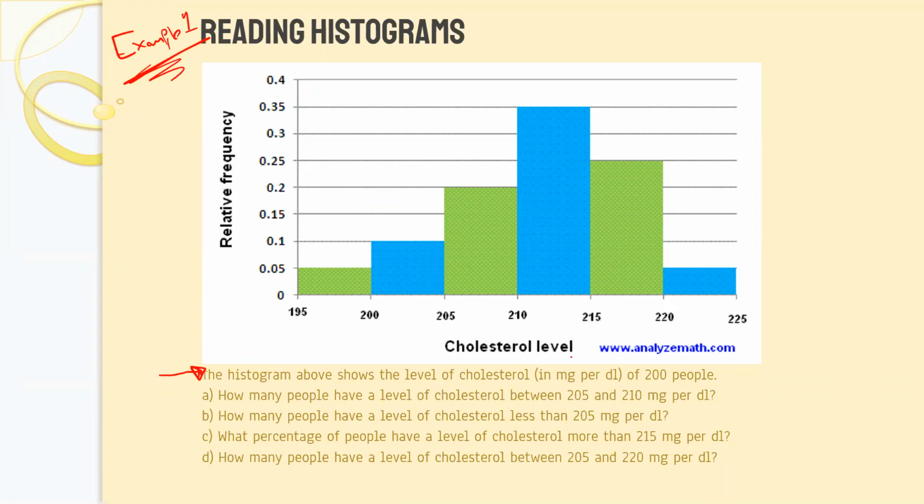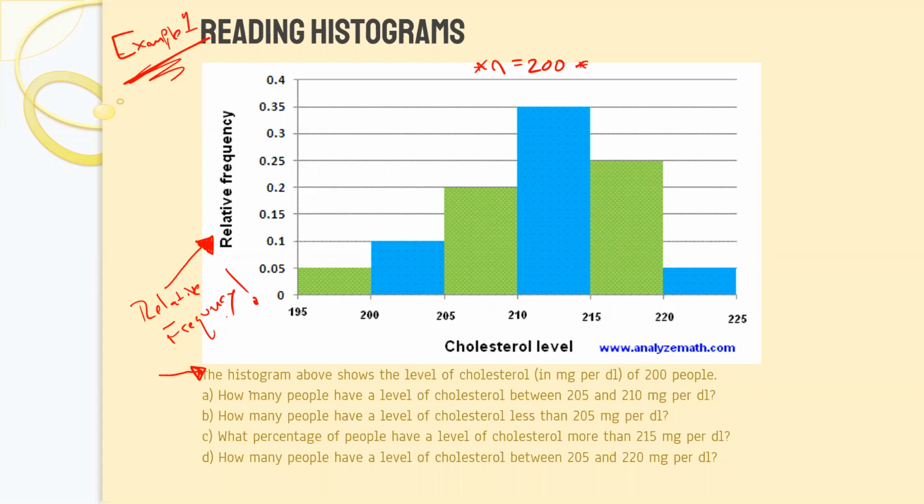The histogram above shows the level of cholesterol in milligrams per deciliter of 200 people. What's important that you see here is that the sample size is 200 people. But look along the side here. Is this a frequency or a relative frequency histogram? So these are not counts, these are percentages.